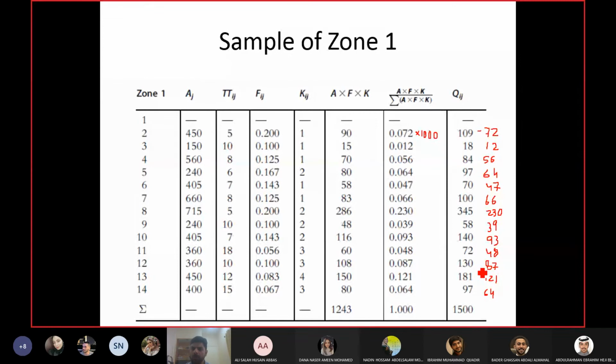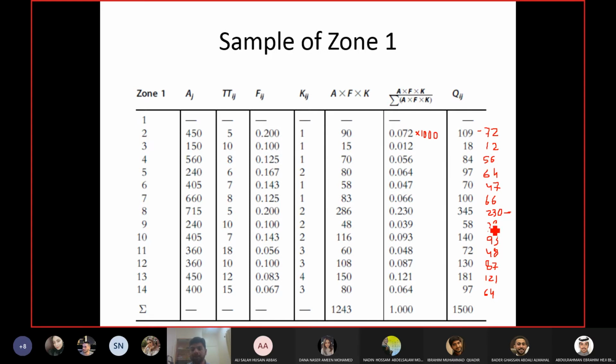So this is how it should be done, and the answer should be equal to the number of trips produced from that zone. This table is only for zone 1. Again, keep it in mind, this table is only for zone 1. So you are calculating the number of trips which are coming from different zones to zone 1. How many trips are coming from zone 2 to zone 1? 72. How many from zone 3? 12. And so on. You can see the highest number of trips coming to zone 1 is from zone 8.